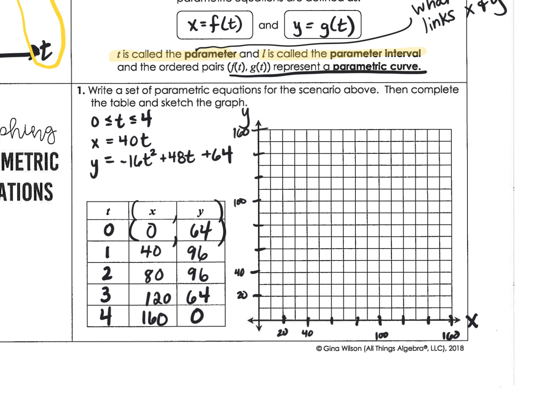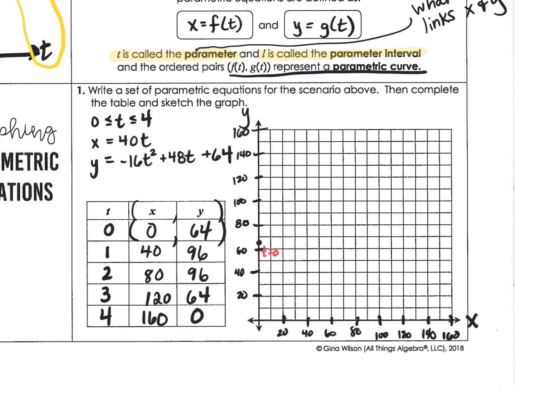So let's graph. 0, 64. It's about there. What did you have by 10? I went by tens, but then I marked by 20s. So graph these. So this is t equals 0. This is at t equals 0, right?